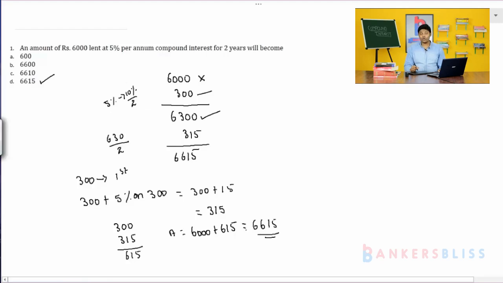Okay, if you are going to use the modified formula method, yes, you can use. The modified formula method is A plus B plus AB divided by 100.